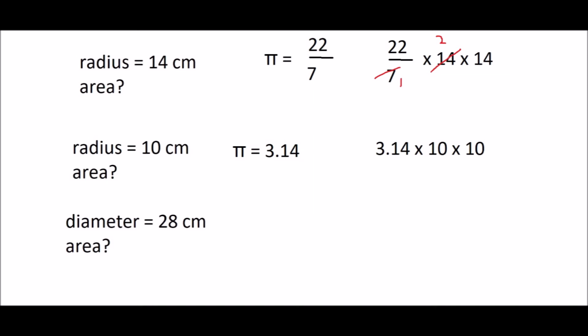And if the question shows the diameter, 28 centimeter, don't forget, we still use 22/7 because 28 centimeter is multiples of 7. But we use the radius, so 22/7 times 14 times 14. Why 14? Because 14 is half of 28, as in radius is half of diameter. So don't get mixed up which one is diameter, which one is radius. Radius is half of diameter, diameter is twice of radius.